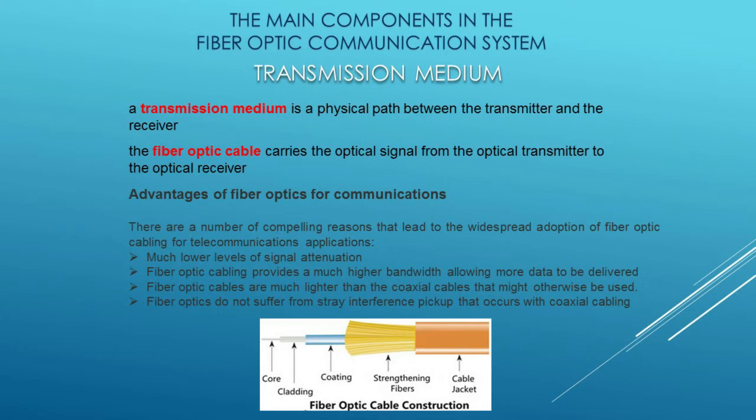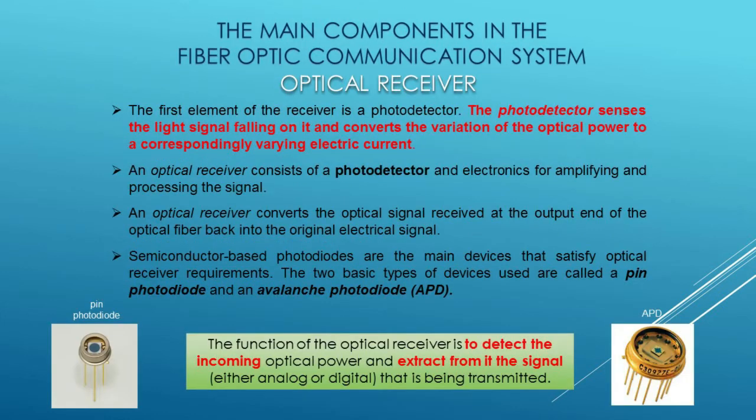Much lower levels of signal attenuation. Fiber optic cabling provides a much higher bandwidth, allowing more data to be delivered. Fiber optic cables are much lighter than the coaxial cables that might otherwise be used. Fiber optics do not suffer from stray interference pickup that occurs with coaxial cabling.